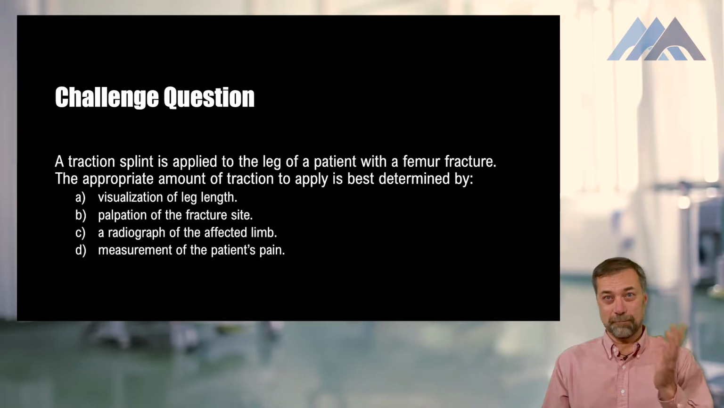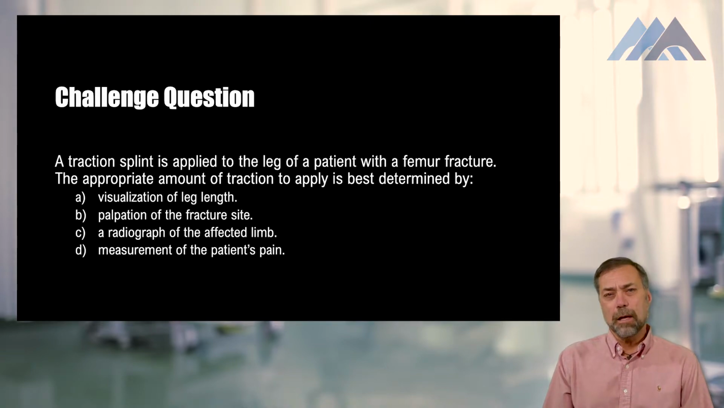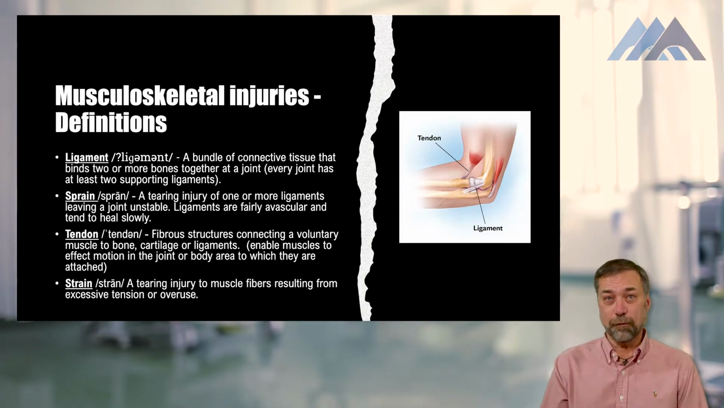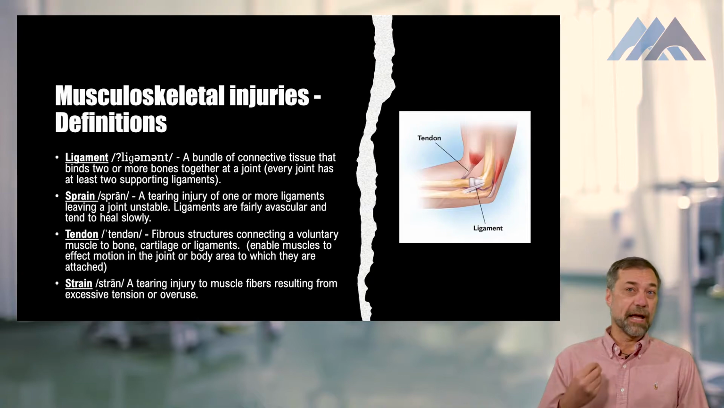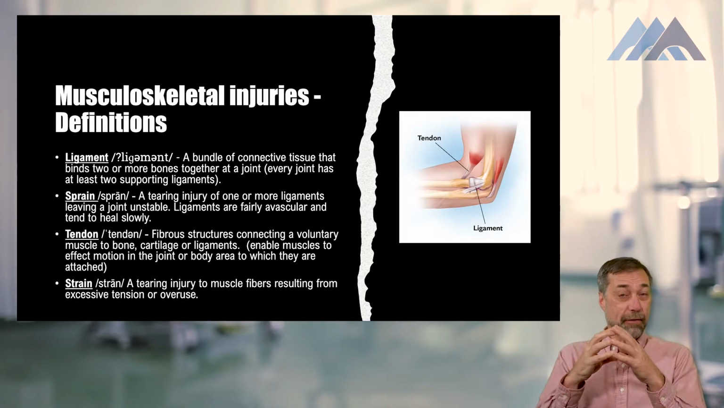Now I'm going to move on, but if you need to, you can pause and think about that question a little bit. So let's just start by talking about a few definitions that may be helpful for the exam. Ligaments and tendons. What are they? How are they different? Well, a ligament is a bundle of connective tissue that binds two bones together at a joint. Every joint has at least two, if not more, ligaments that hold the joint together.